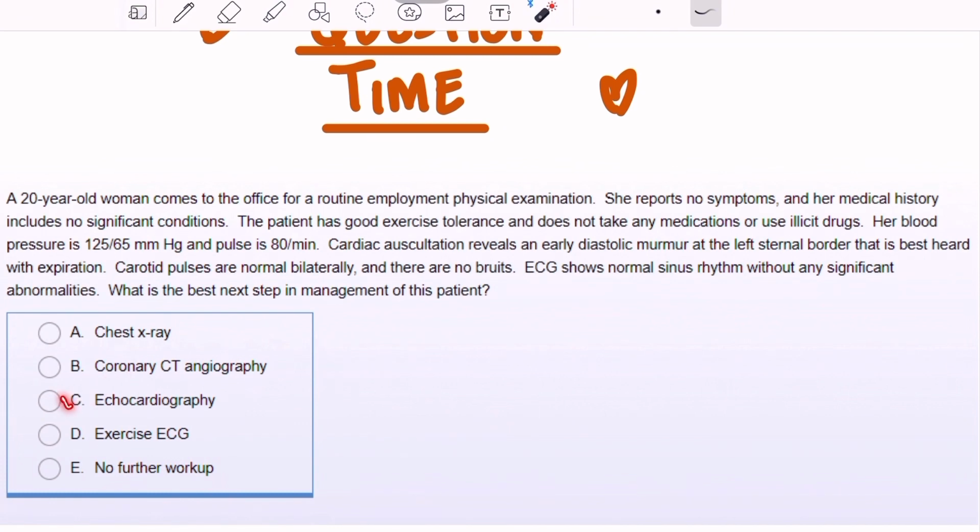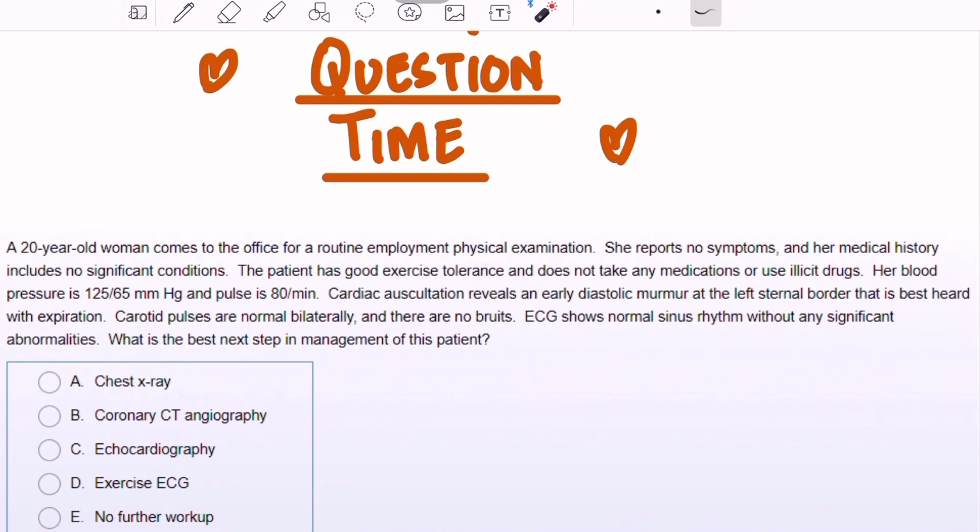Like I explained to you earlier, echocardiography is the investigation of choice for aortic regurgitation, and we are suspecting aortic regurgitation because of the early diastolic murmur at the left sternal border that is best heard with expiration. We also have this other sign, which is the wide pulse pressure, and that is why we will be doing echocardiography. So this is the end of discussion for aortic regurgitation, and I hope you learned something.